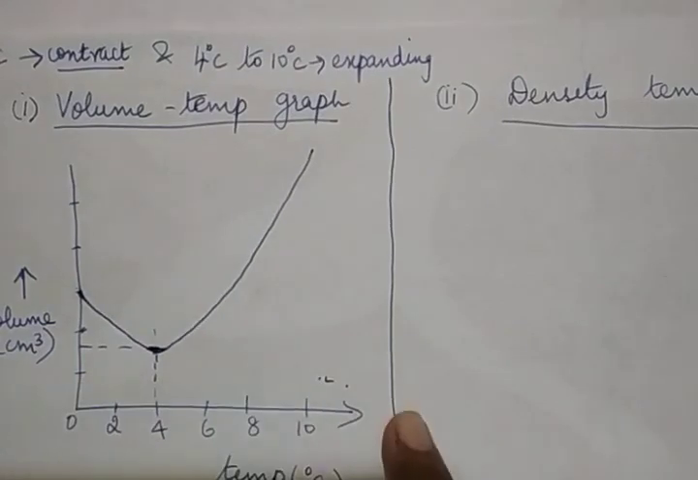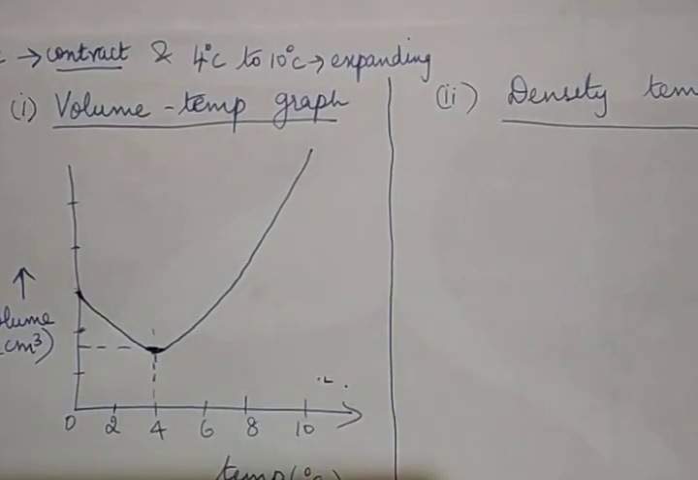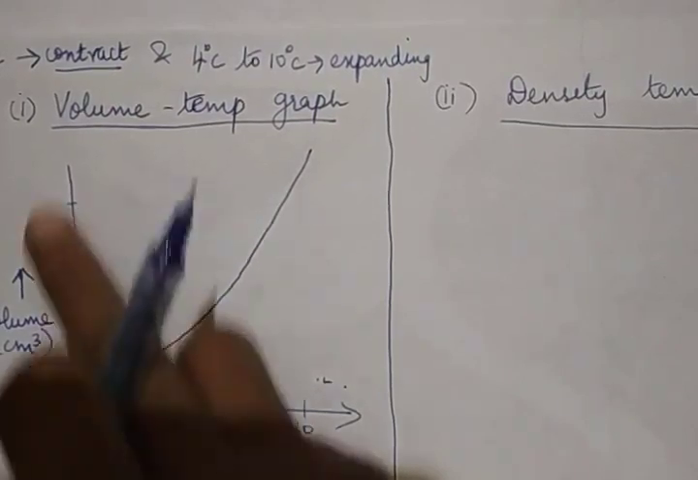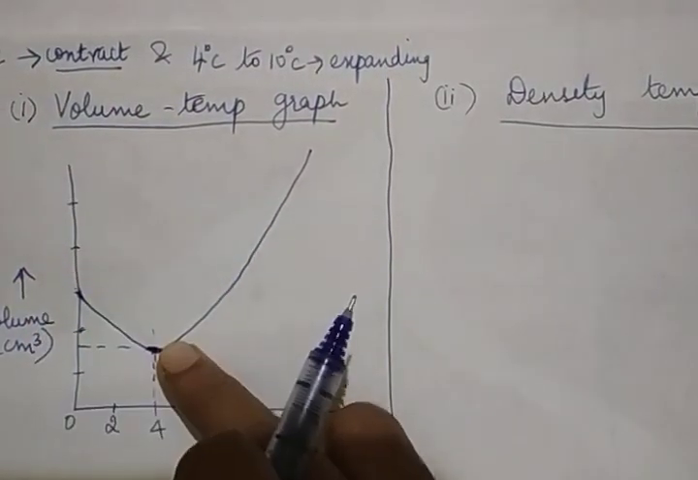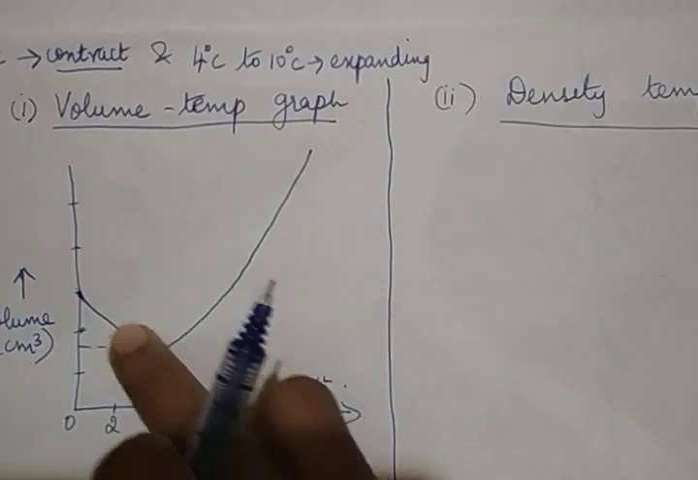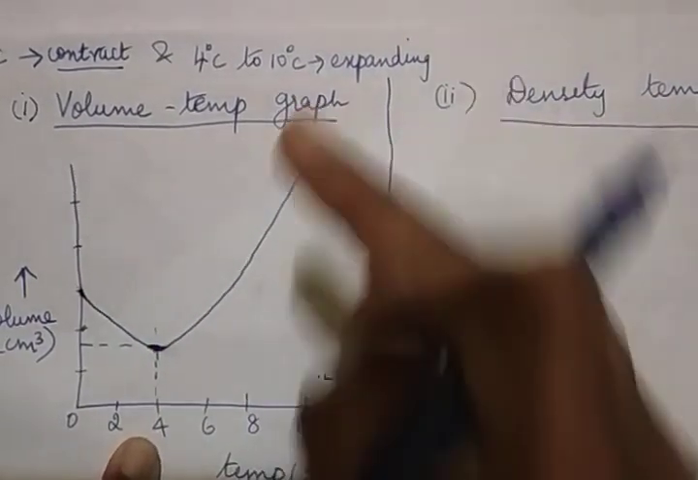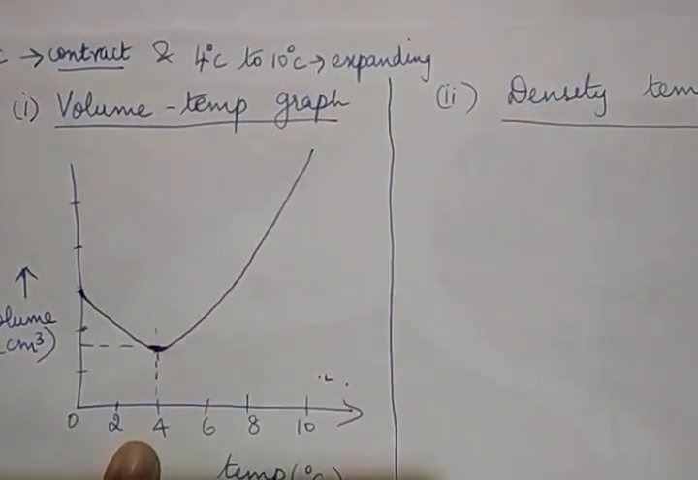So how am I going to show it in a graph? So 0 to 4, my graph will go down. In the sense, volume will decrease. In 0 to 4, the volume is decreasing. Beyond 4, means 4 to 10, volume increases. So my graph is going like this.